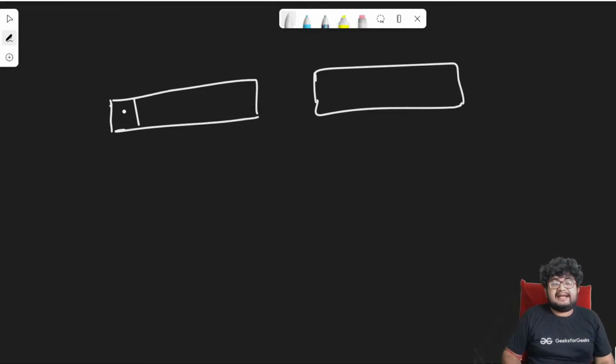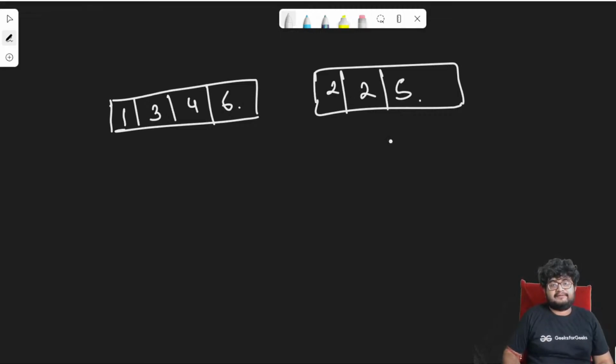So let's say the array elements are something like this: 1, 3, 4, 6. And here we have 2, 5. So we have two sorted arrays, and merge can basically merge them.